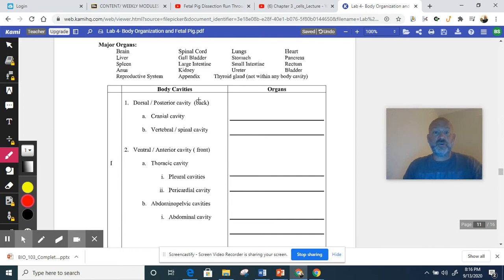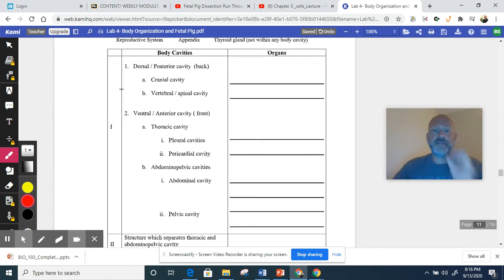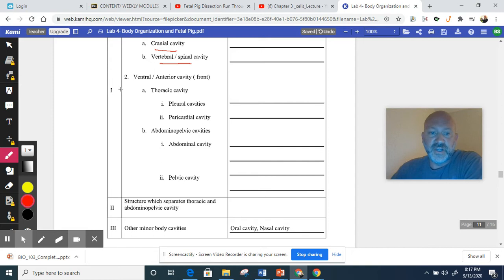So what I would like you to do is go back, look at the cavities. The dorsal cavity includes the cranial cavity and your spinal cord area, right? So what organs will we find in these two cavities? The ventral cavity is your front, right? So when we look at the ventral cavity of the pig, we had two major cavities, the thoracic cavity and the abdominal cavity. When we include the reproductive organs, we refer to it as we go down further into the pelvic region, the abdominopelvic region. But there's really two different cavities.